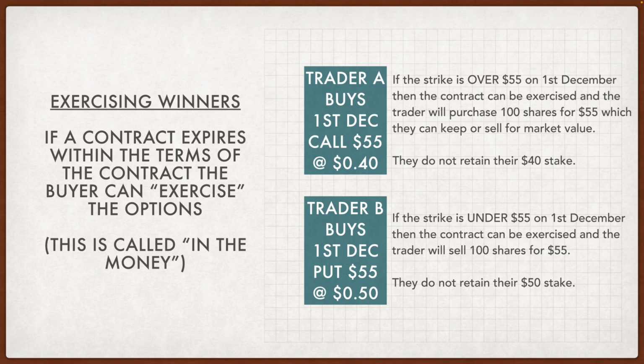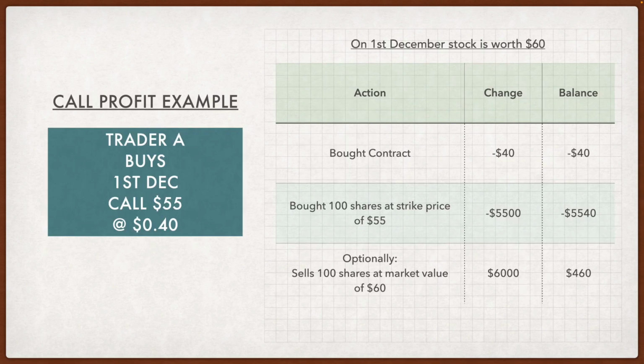Either way though, you do not retain your $50 stake. That is paid to the seller. So, to expand on this a bit, let's talk about Trader A, who bought a call. Now, on the 1st of December, the expiration date, this stock that we're pretending exists is worth $60. So let's see how that plays out.